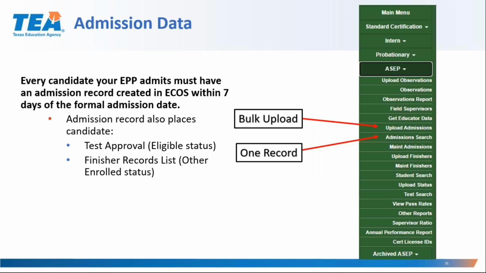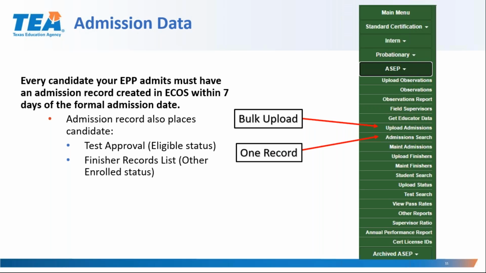The data collection and reporting process begins with admission. Effective September 1, 2019, candidate admissions are reported to TEA within 7 calendar days of the formal admission date by creating an admission record for them in ECOS.